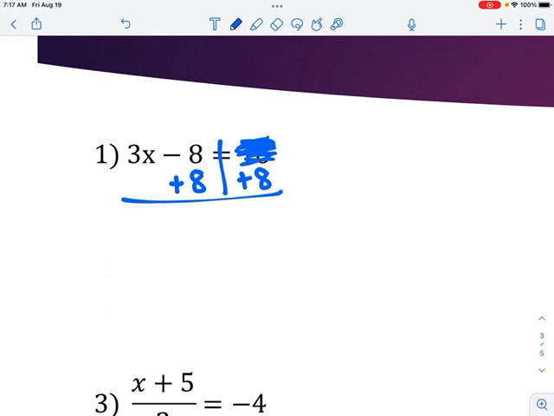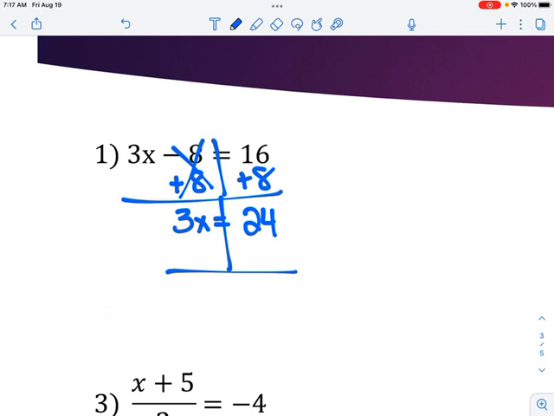Okay, let me get back my number now that I covered up earlier. So now we're going to add that 8 to it. I'm going to carry down my 3x, and 16 plus 8 gives me 24. Now for my next step, I have 3 times x, so to undo that, I divide by 3. And that's going to give me x equals 8.